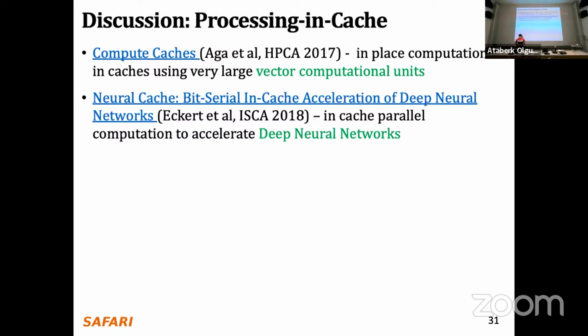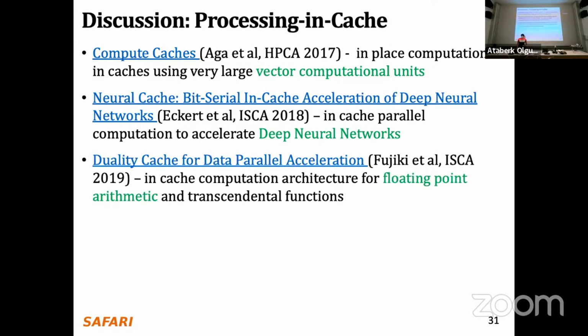Neural Cache describes an in-cache parallel computation possibility to accelerate deep neural networks, and they describe how the pooling and convolutional layers can be computed directly in cache instead of moving data into the CPU. Finally, Duality Cache for data parallel acceleration. They propose an in-cache computation architecture for floating point arithmetic and transcendental functions. Transcendental functions are especially interesting because they provide a framework to perform sine, cosine, exponent, and logarithmic operations directly in cache itself.